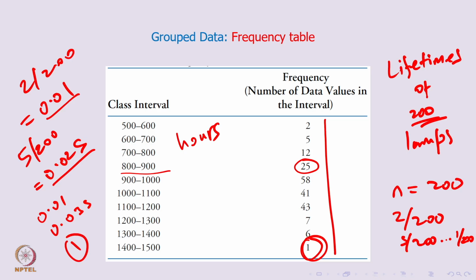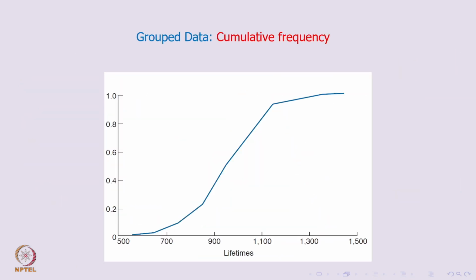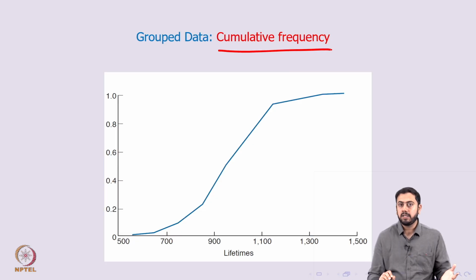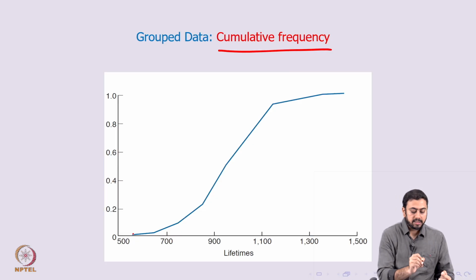Now, let's move to the cumulative frequency chart, and this is exactly what you are plotting. Once you get the cumulative frequency column from the relative frequency column, you simply plot each and every cumulative frequency corresponding to the class.